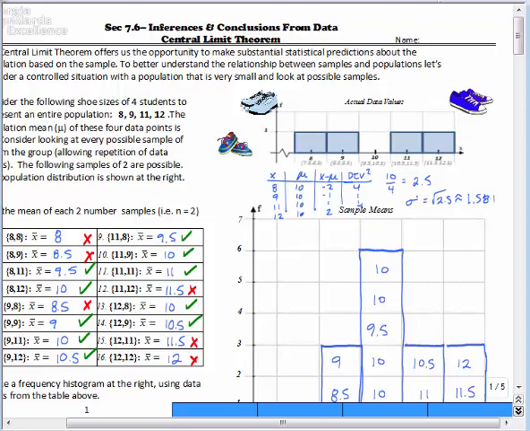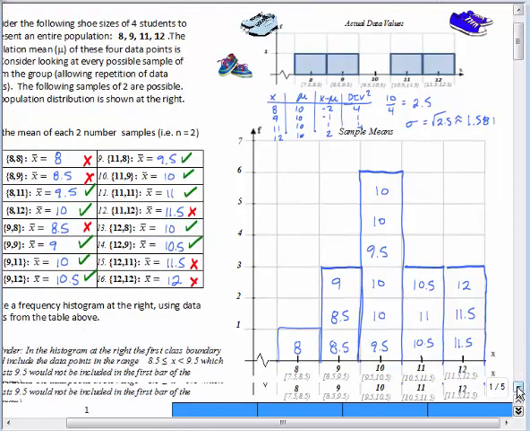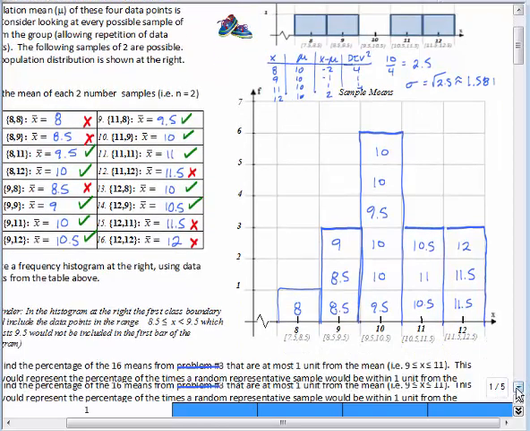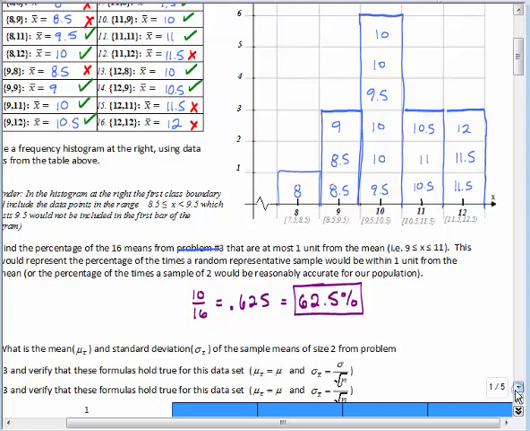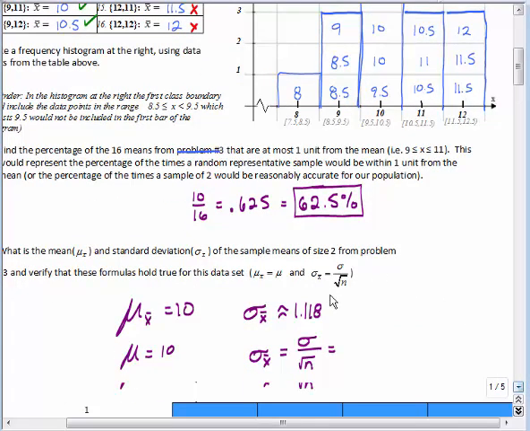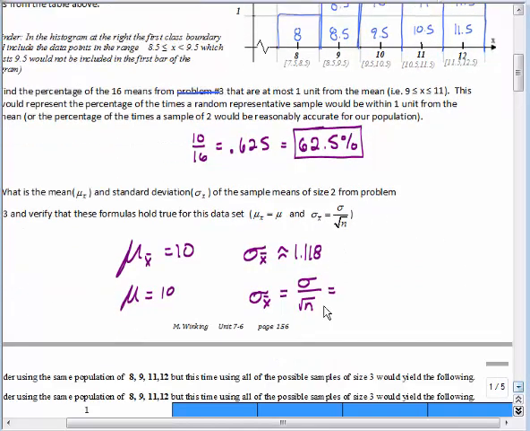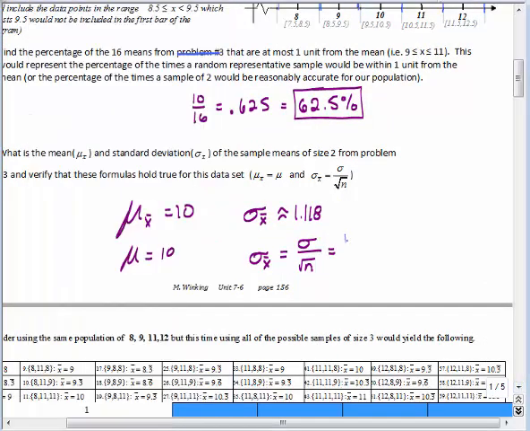Now, the reason I did this is I wanted to help you see that there's a shortcut. Rather than find the mean of all the sample means and the standard deviation of all the sample means, which would be nearly impossible as the population grows in size, we could do it with this one because it was so small. The central limit theorem provided us with a formula. It says that the standard deviation of the sample means should be equal to the standard deviation of the population, which is 1.5811, over the square root of n. And remember, we chose samples of size 2, so it should be approximately 1.118.